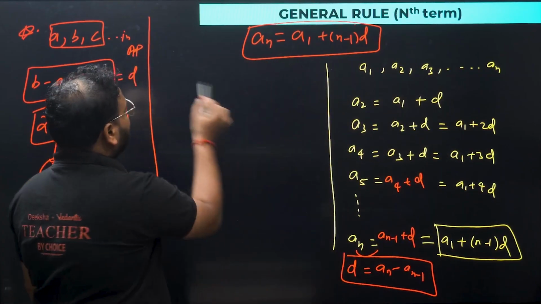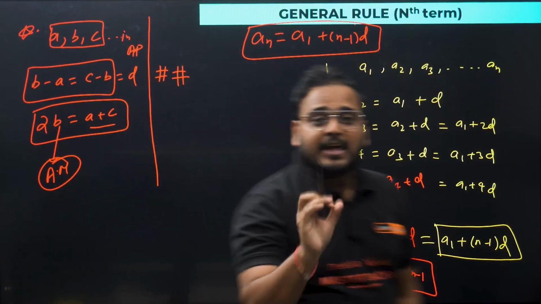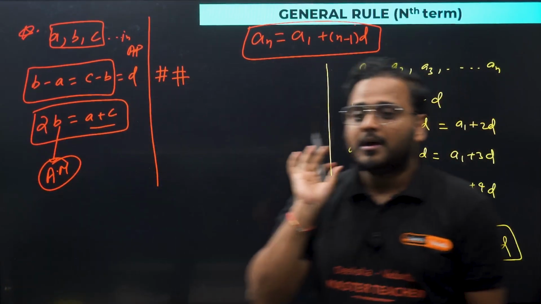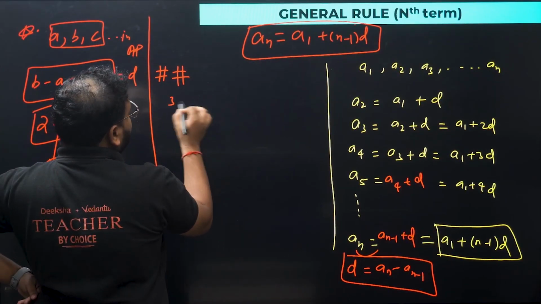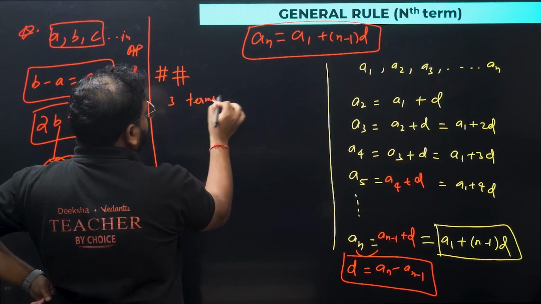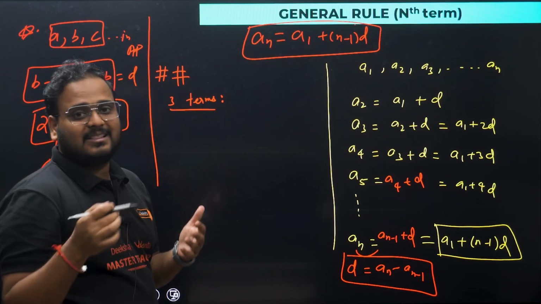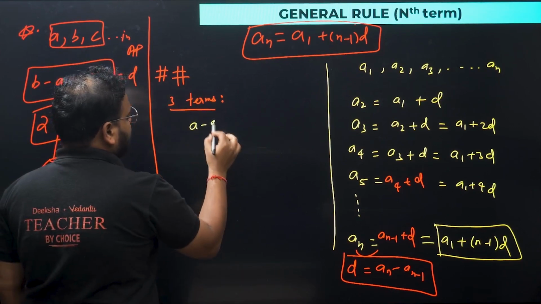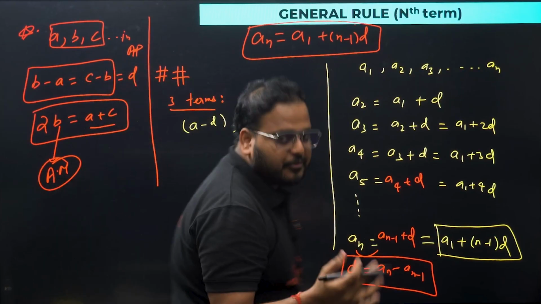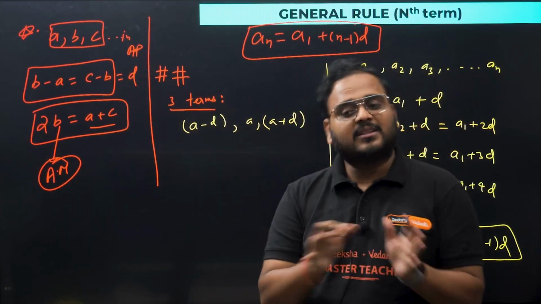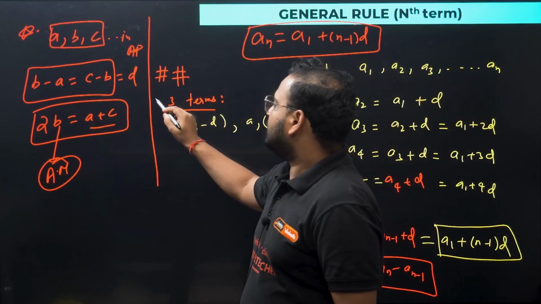Okay, now before I move on, I want to give some notes to you. This slide is very, very important. So please pay your complete attention over here. If I'm talking about 3 terms in AP, whenever you have a question which talks about 3 terms in AP, you have to take it like this: a minus d, a and a plus d. Whenever you have a question where they say 3 terms in AP and neither of the terms are given, go with this. That's your first approach.